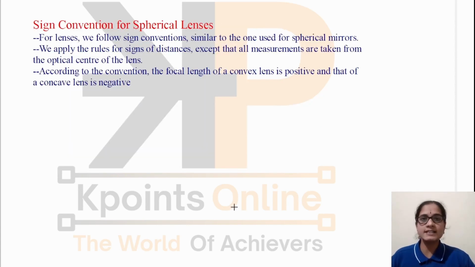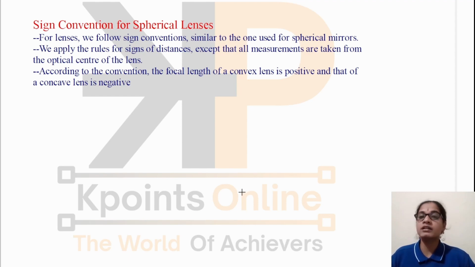Yes? Now, let's see the sign convention for spherical lenses. Even for spherical lenses, we use the same sign convention as that of spherical mirrors. We have seen in spherical mirrors that the distances which are measured on left side of the pole were taken as negative. And the distances measured on right side of the pole are taken as positive. Here also, the measurement of the distances to the right side of the optical center is taken as positive. And the measurement of the distances taken along the left side of the optical center are taken as negative.